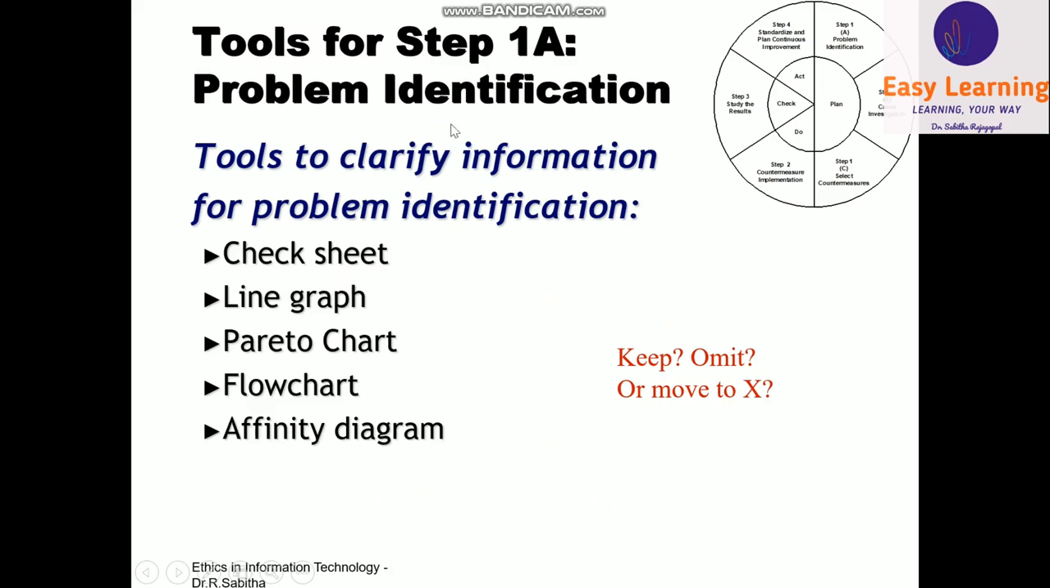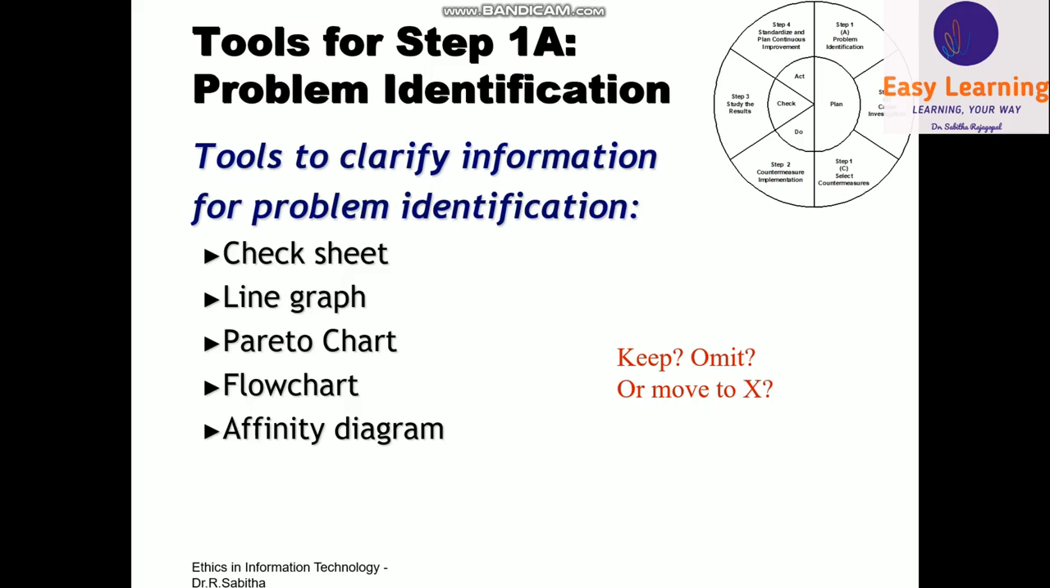So for the step problem identification, we have to identify what the problem is. So we can use various tools like check sheet. Check sheet is nothing but a list of items that could be listed down, and you can check which items are being followed or not. Then you have the line graph. Line graph is where you can plot a graph to identify what the problem is. Then you have flow chart, affinity diagram and Pareto chart. These are the various tools which will be useful for step 1A, that is problem identification.